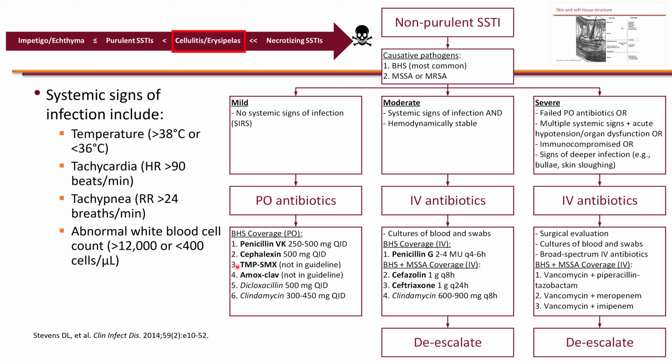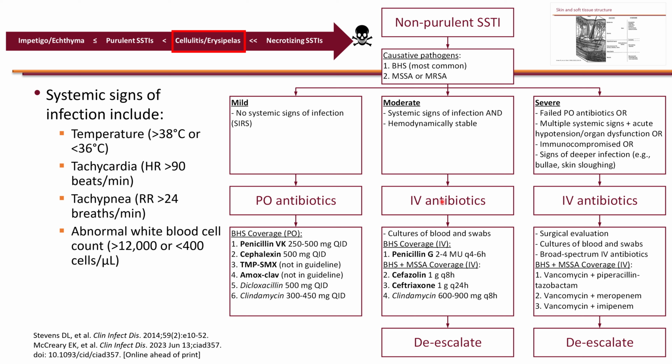Trimsulfa is not in the guideline because they thought that it doesn't cover beta-hemolytic strep, but we have learned that it does. Amox clav is also not included in the guideline for some reason, but we know that it has excellent activity against beta-hemolytic strep and MSSA, and it's twice a day dosing, so it's very convenient. With mild, these patients can be treated in the outpatient setting.